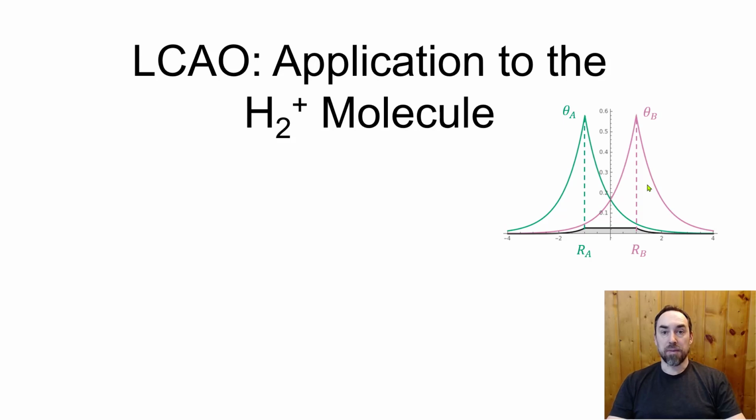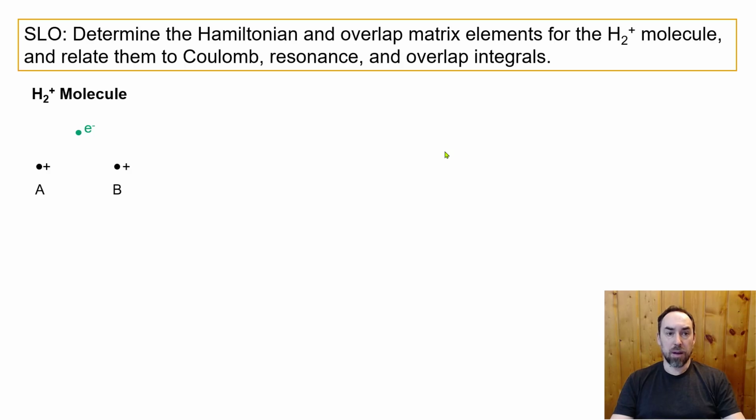Hello! In this video, we're going to look at how we can apply the linear combination of atomic orbitals to start solving the Schrödinger equation for the H2 plus molecule, which is the simplest molecule that we can make. So the learning objective here is to determine the Hamiltonian and overlap matrix elements for the H2 plus molecule and relate them to the Coulomb, resonance, and overlap integrals.